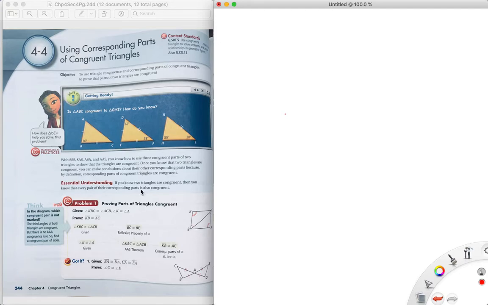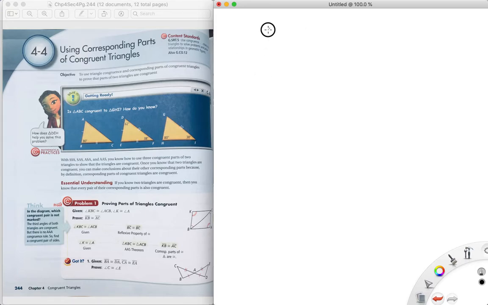Okay, so up to this point we have proven triangles congruent in many different ways: definition of congruent figures, side-side-side, side-angle-side, angle-side-angle, angle-angle-side, hypotenuse-leg. And once we've proven triangles congruent, we can say that any part of the triangle is congruent to its corresponding part.